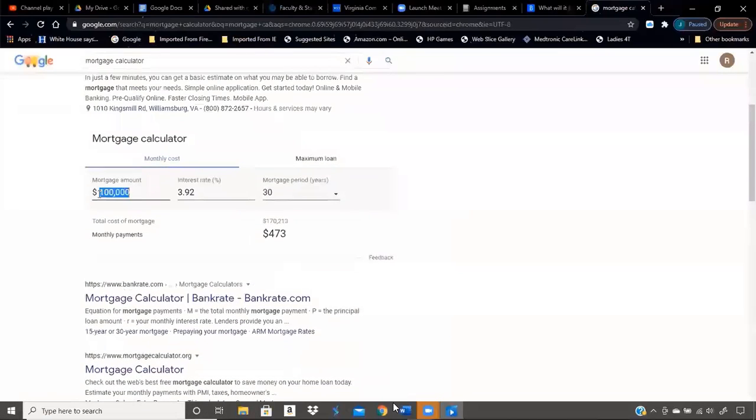But I'm going to keep this the simple way. So we're borrowing $200,000 at an interest rate of 3.5% for 30 years. And it tells us that our monthly payment is $898.